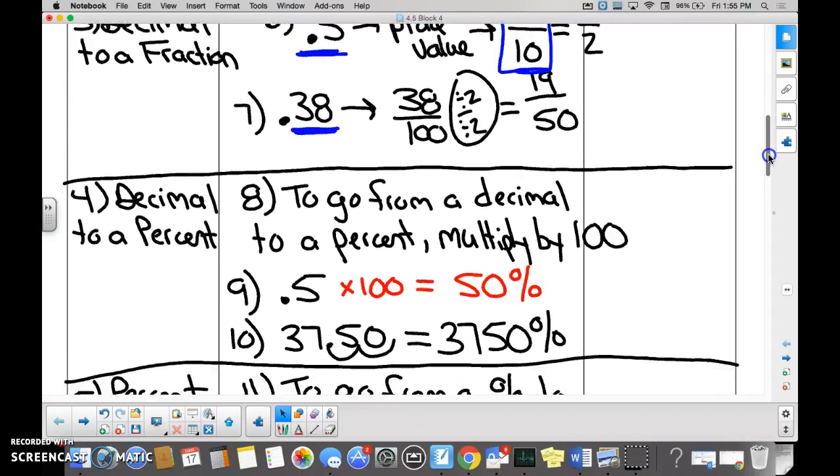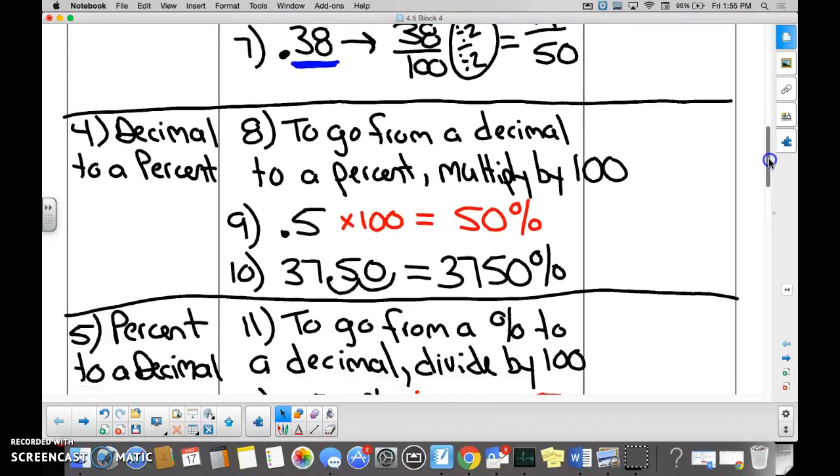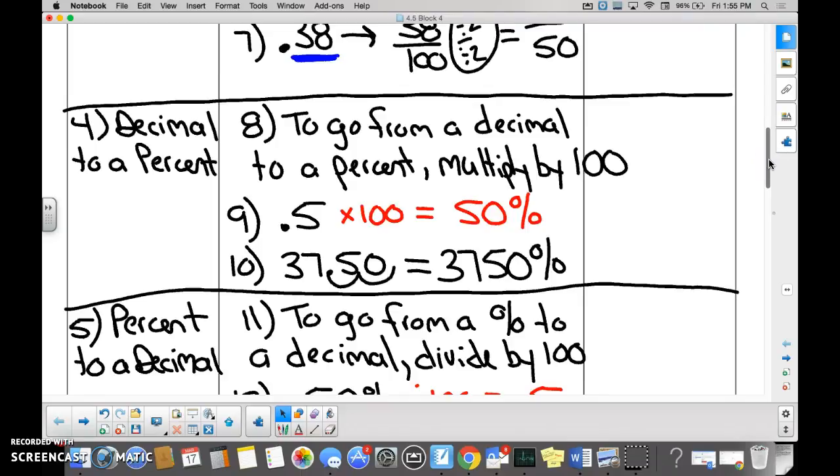Number 4, decimal to a percent. Decimal to a percent. You multiply by what? 100. You multiply by 100. And when you multiply by 100, it moves the decimal point which way? Right or left? Well, which way am I moving the decimal point right now? Right. And we just did this 5 minutes ago. So when you multiply by 100, you move the decimal point to the right. How many places? 2. Because multiplying by 100, you move it 2 places to the right because there's 2 zeros there. Yes or no? Yes.